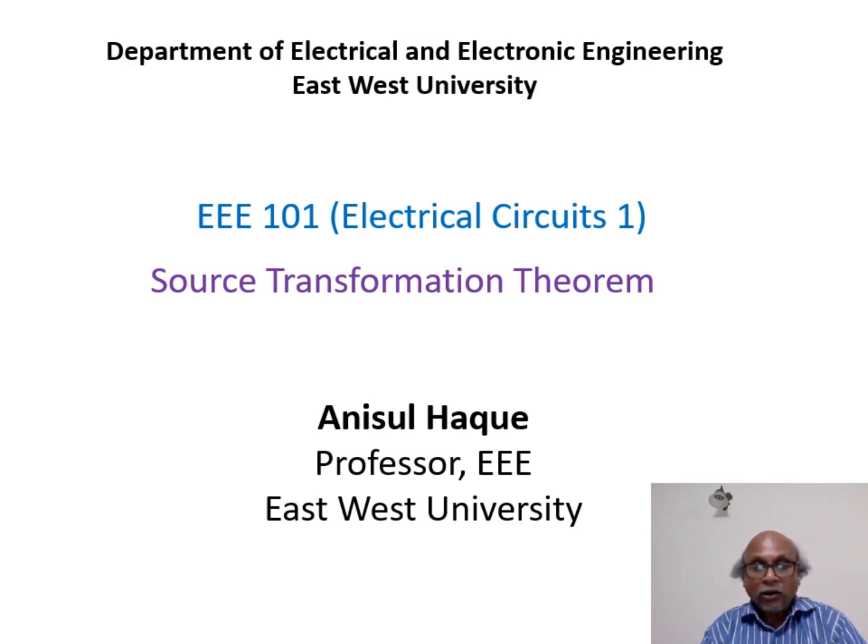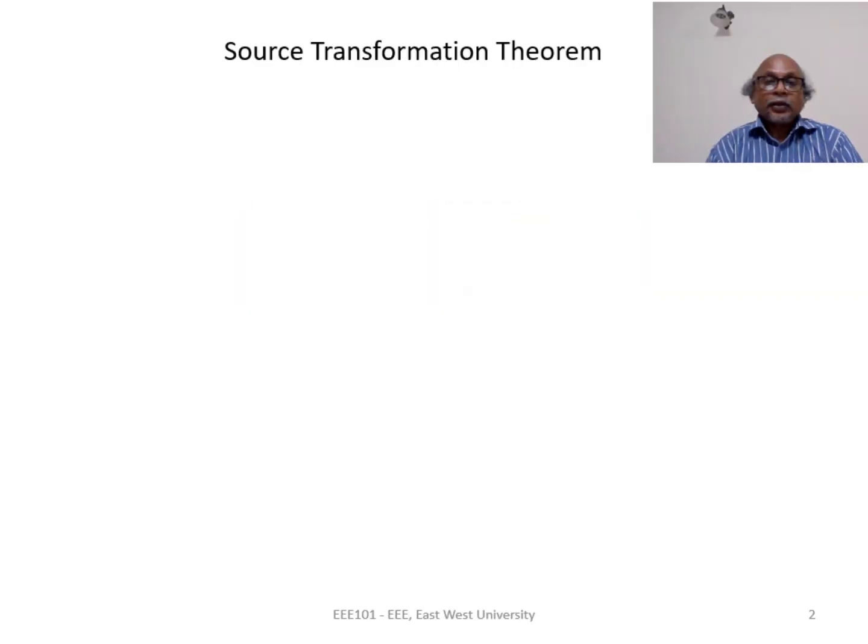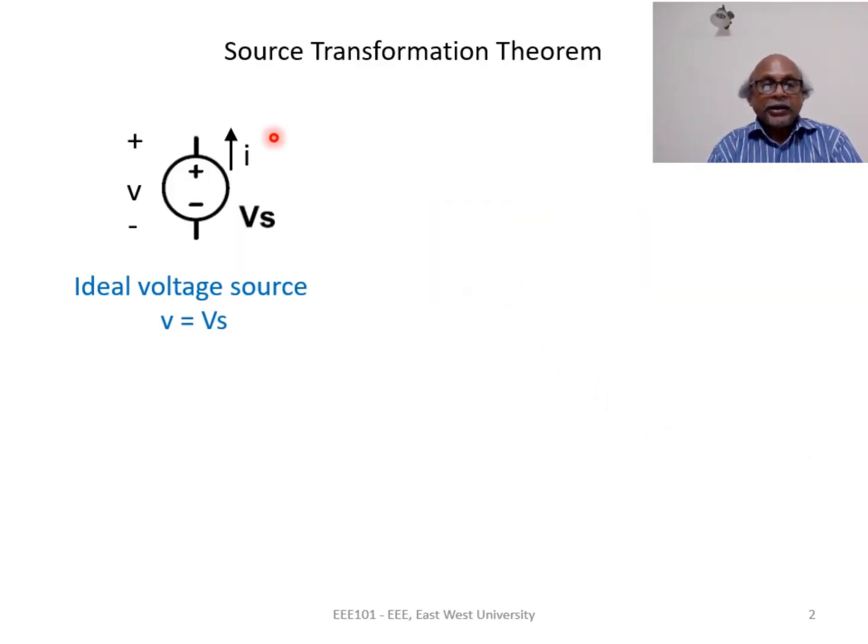Today we will talk about source transformation theorem. Let us consider an ideal voltage source first. The voltage across the source is V, the current through the source is I, and the value of the voltage source is Vs. The equation that describes the IV relationship for this ideal voltage source is V equal to Vs. That is, the voltage does not depend on the current flowing through the voltage source.